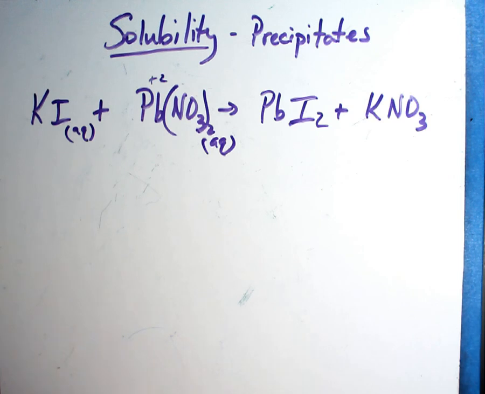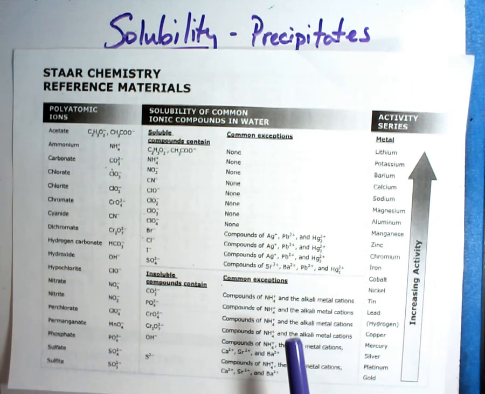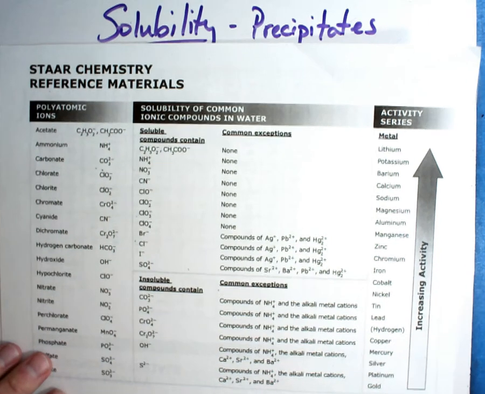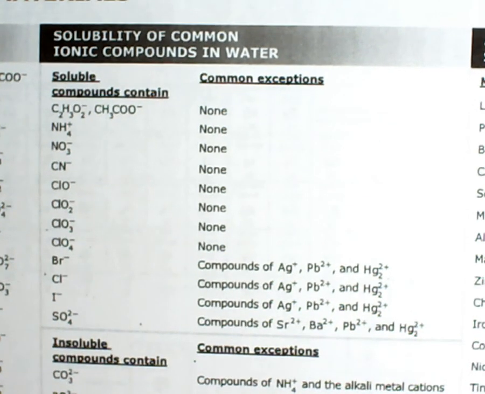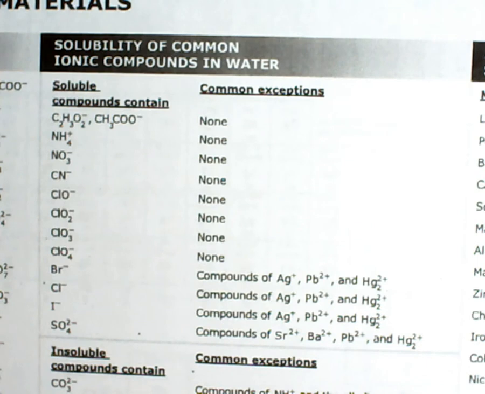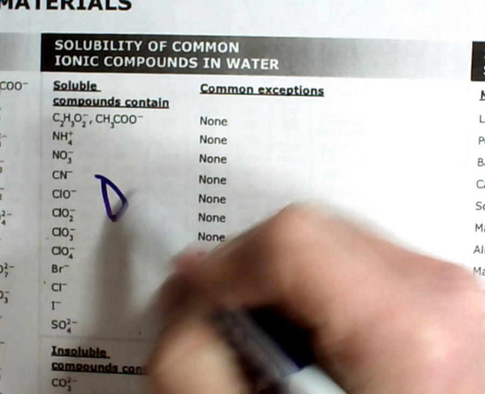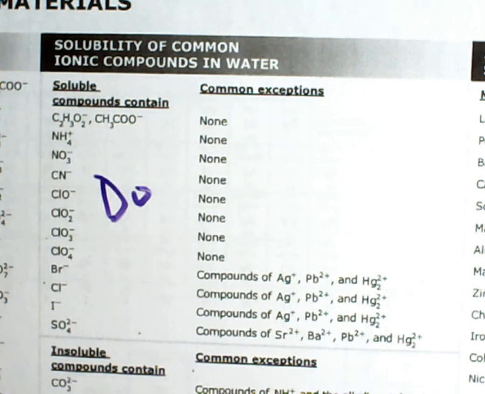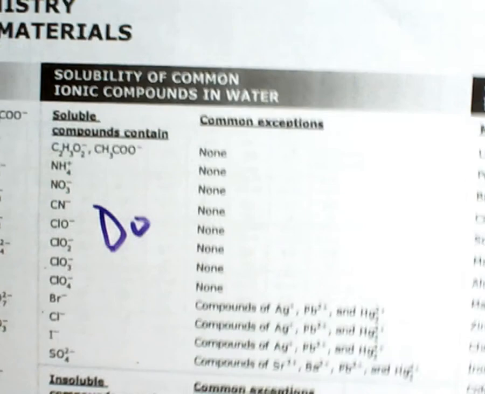What's a precipitate? Well, we're going to use part of your star chart that's going to help you to understand this. All right, and we're going to talk about right here the solubility of ionic compounds. Now, I'm going to zoom in a little bit. I'm going to show you how to do it, and then we'll apply it to the one we just had. Now I'm going to talk about the top section first. And it says, soluble compounds contain. These are ones that do dissolve in things, and these are the ones that don't down here at the bottom. Okay, so you have the do's, and you have the don'ts. So let's talk about the do's.